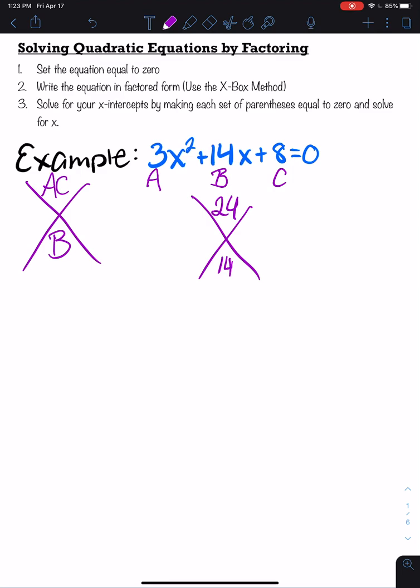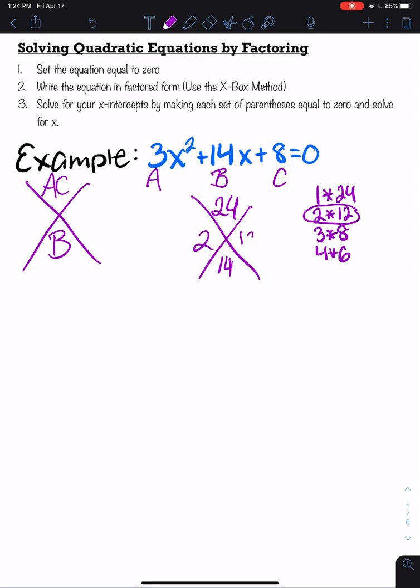Now I'm looking for two numbers that multiply to 24 but also add to 14. If you're not sure how to do this, you can always list out your factors of 24. So for example, I can do 1 times 24, I could do 2 times 12, I could do 3 times 8, 4 times 6, and then from here they would just repeat. 6 times 4, 8 times 3, 12 times 2, 24 times 1. Now I'm looking for a factor pair that not only multiplies to 24, but also adds to 14.